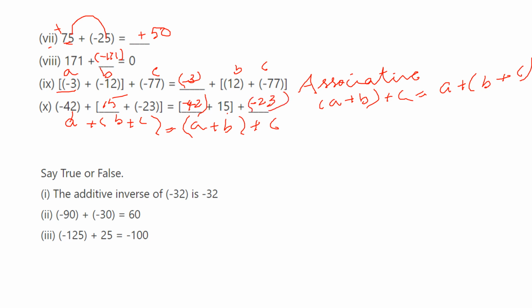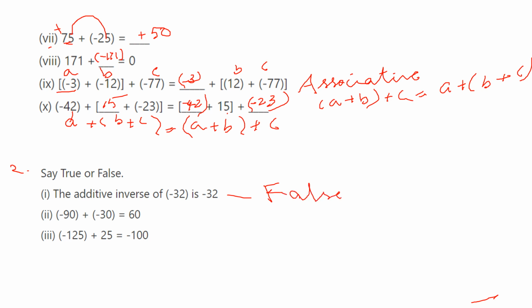Next, second one, say true or false. The additive inverse of minus 32 is minus 32. That is wrong because the additive inverse means whatever the sign given, we write the opposite sign only. So minus 32 means plus 32 is the correct answer. That is false.